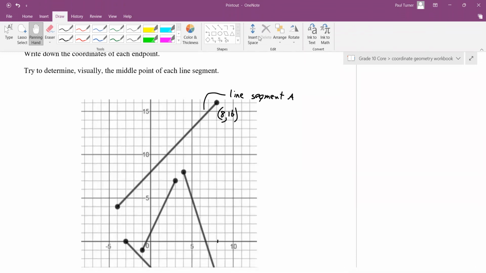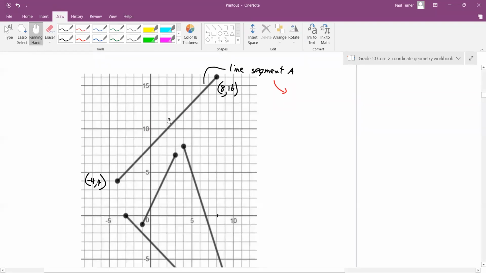So this one here is -4, 4. Now I want you to try to work out where do you think is the middle point? So I've given you the coordinates here. Maybe you can use them. So don't look at any formulas there. Just look at that and see if you can actually find the middle point on this line. So estimate the middle point.